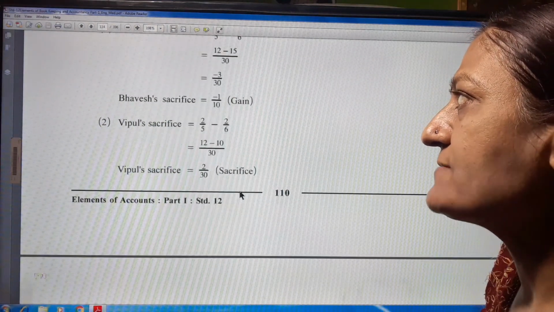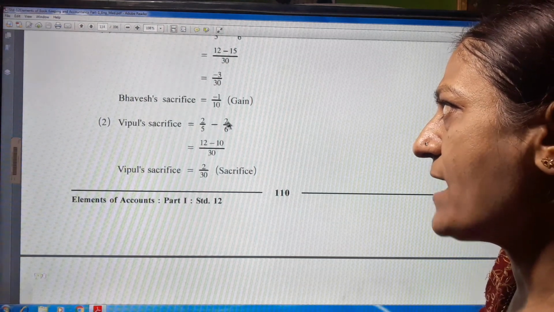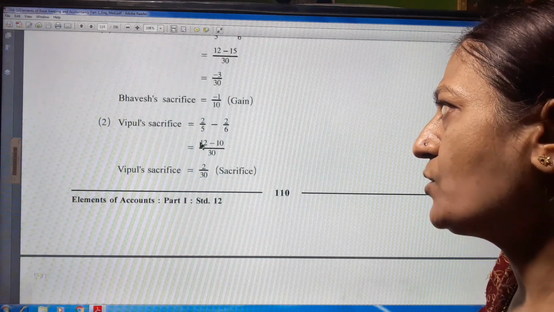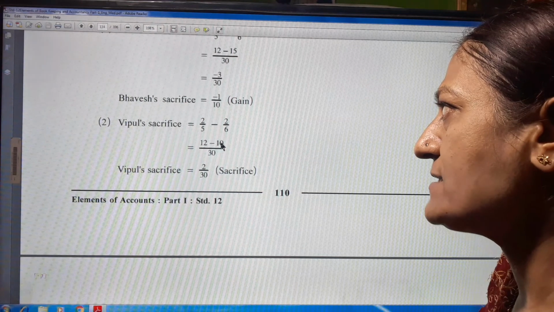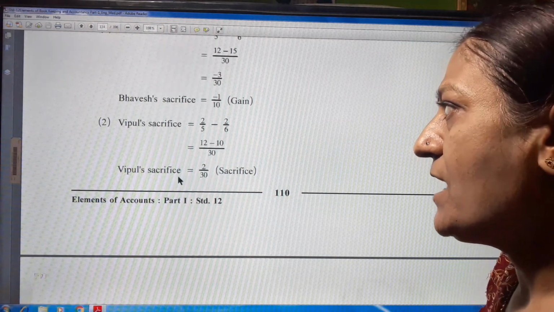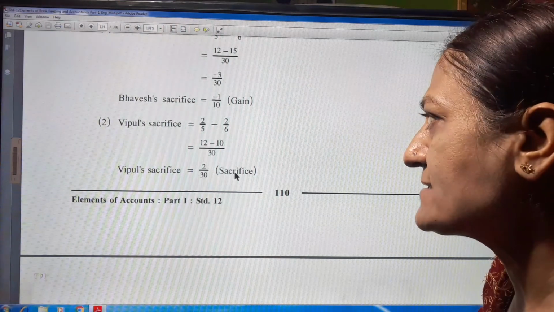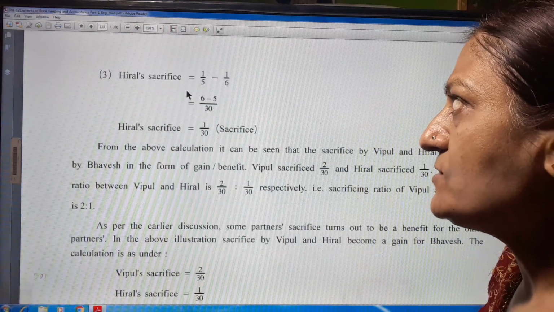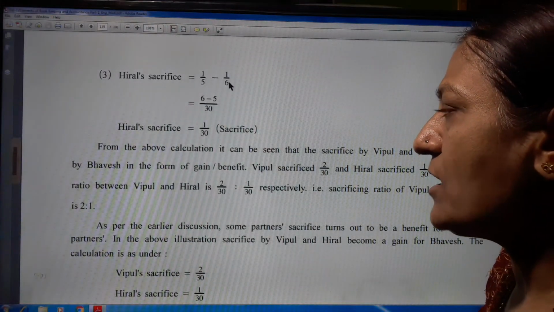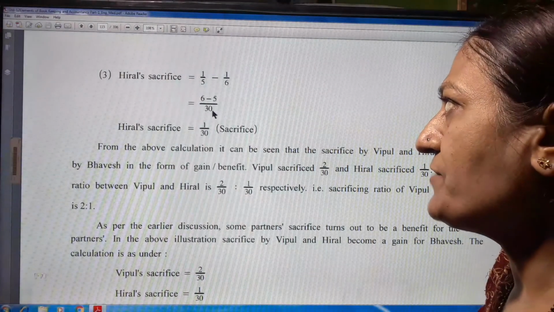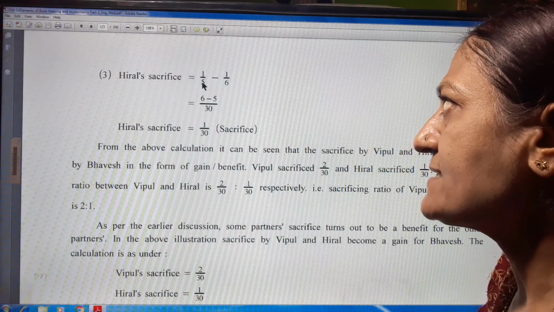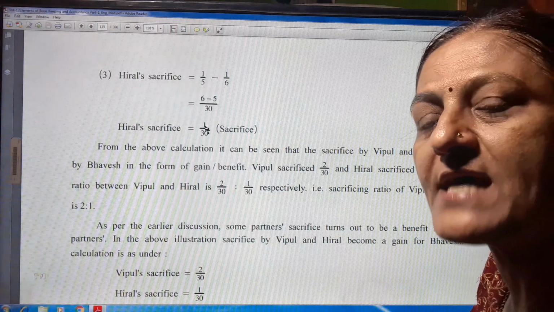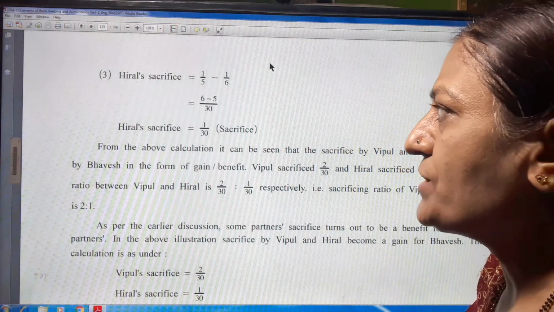Now Vipul's sacrifice. Old share 2/5 minus new share 2/6. Here also 5 times 6 is 30. 6 twos are 12. 5 twos are 10. 12 minus 10, then we get 2. 2 upon 30. And it is a plus, so Vipul's sacrifice is 2/30. Now Hiral's sacrifice. Old share 1/5 minus 1 upon 6. Here 5 times 6 is 30 we write, and cross multiplication: 6 ones are 6 and 5 ones are 5. 6 minus 5, then we get 1. 1/30. Here also the sign is positive, so sacrifice is there.